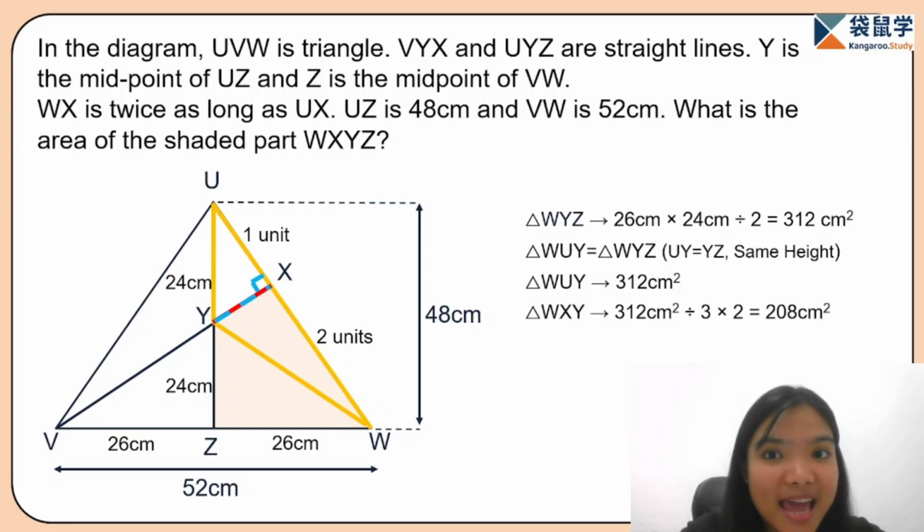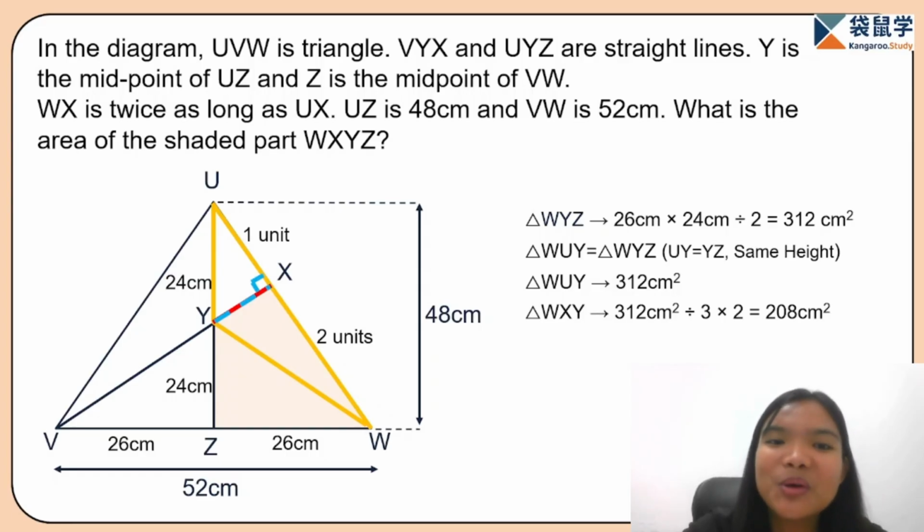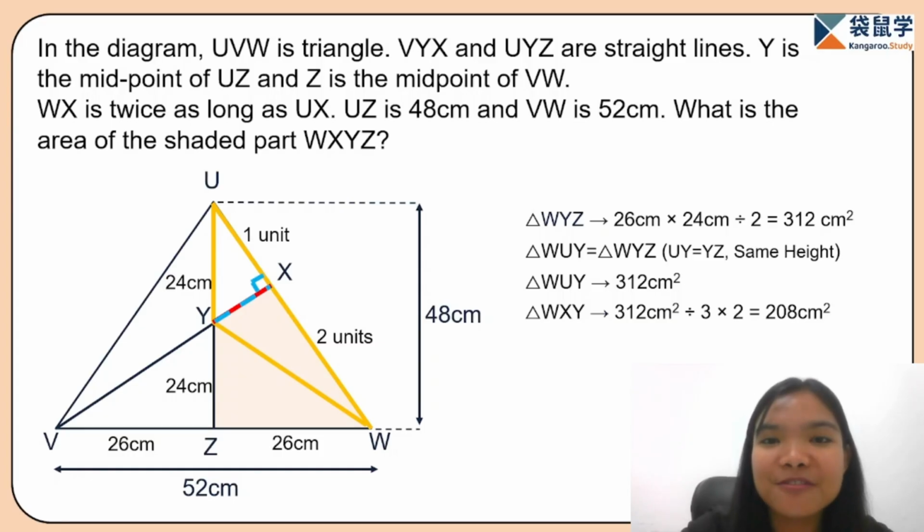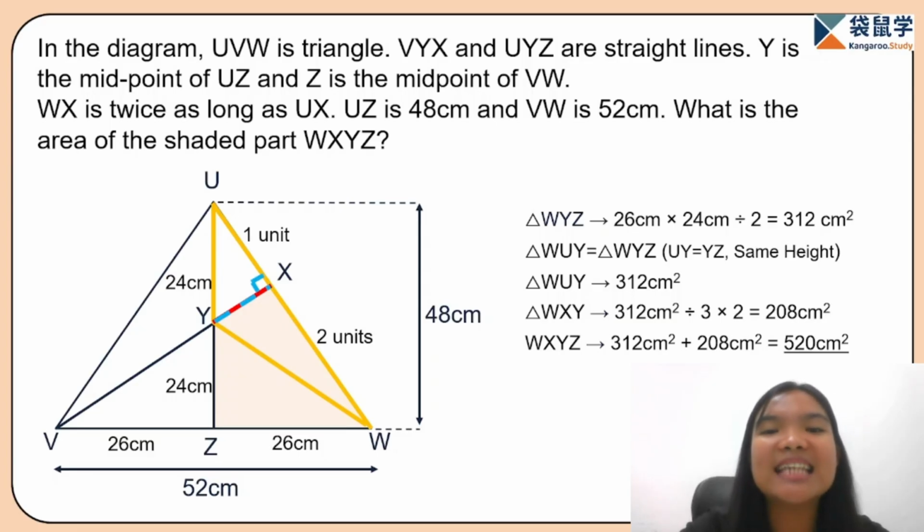Now, is this the final answer? Not yet. We need the total area of the shaded part. So, adding WYZ and WXY, we will have 520 square centimeters. So, here is our final answer.